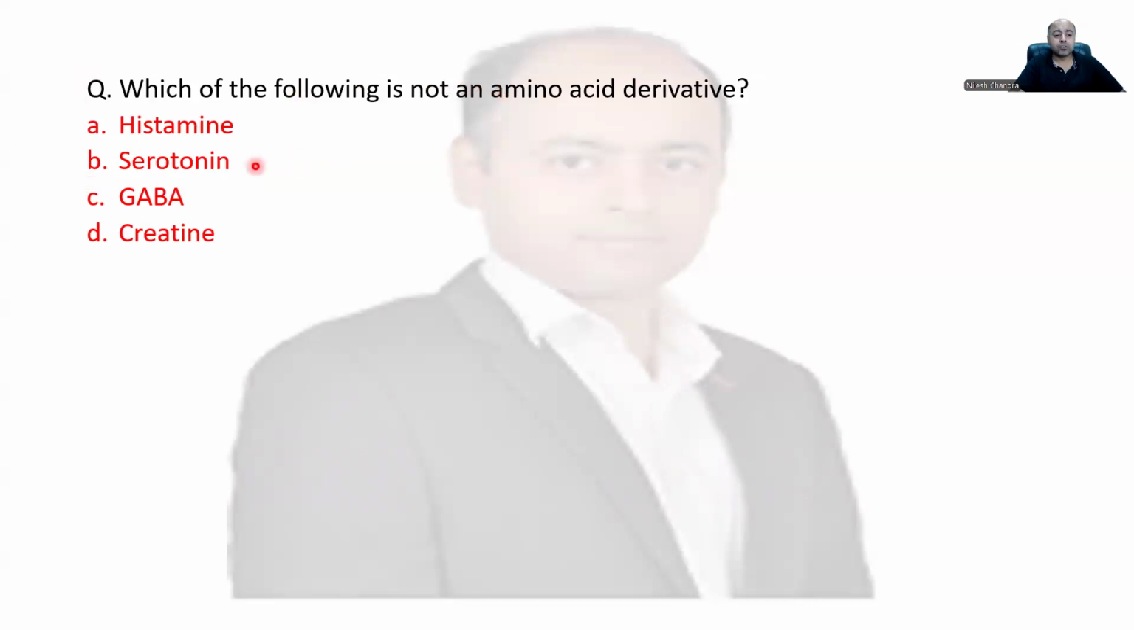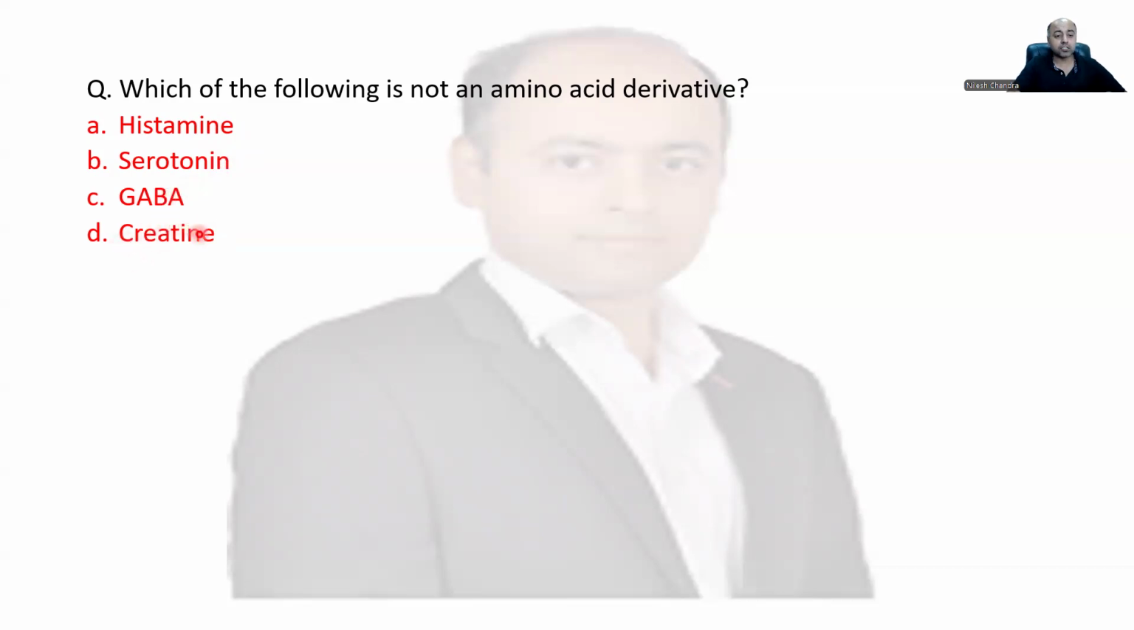Which of the following is not an amino acid derivative? Your options are histamine, serotonin, GABA, and creatine. Now, this is a slightly tricky set of options. Why? Because all of them are obtained from amino acids. They are not obtained by the process of translation. However, what you have to keep in mind is that histamine coming from histidine, serotonin coming from tryptophan, GABA coming from glutamate, are obtained directly from an amino acid.